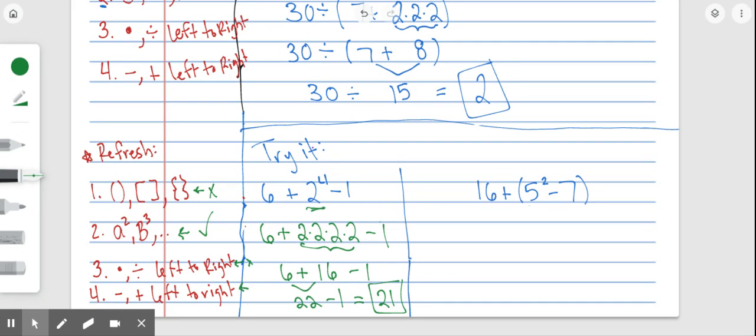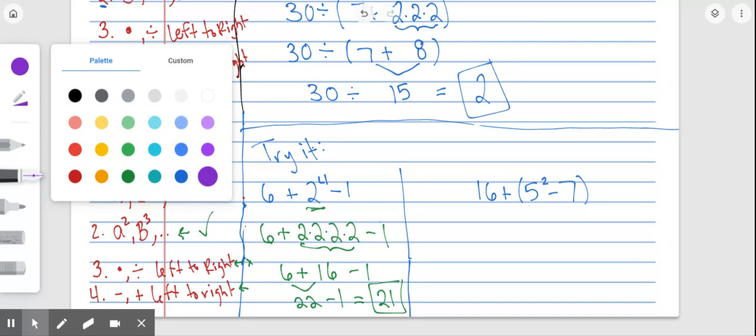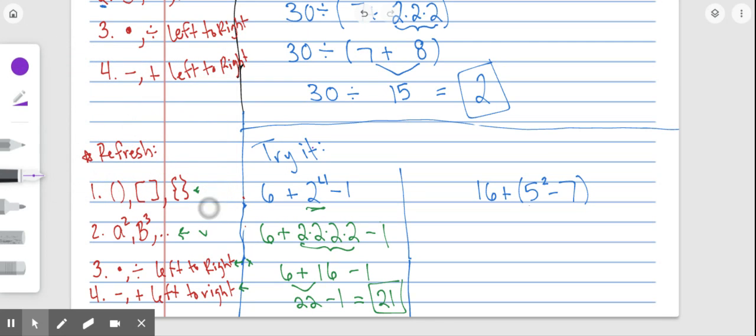Okay. All right, let's do the second one. I'm going to do this one in purple. So same idea. We're going to go through the steps. Start with 16 plus 5 squared minus 7. So are there any brackets or grouping symbols? Heck yeah, they are. Look, right here. Okay, so inside that, I need to deal with what's inside. I've got a squared and I've got a subtraction.